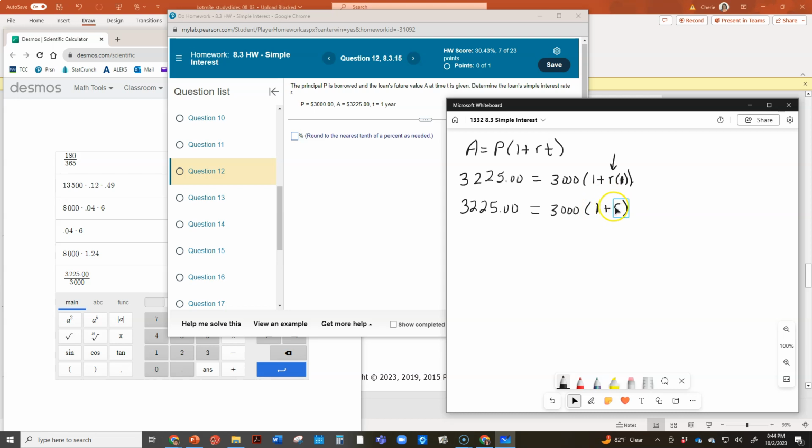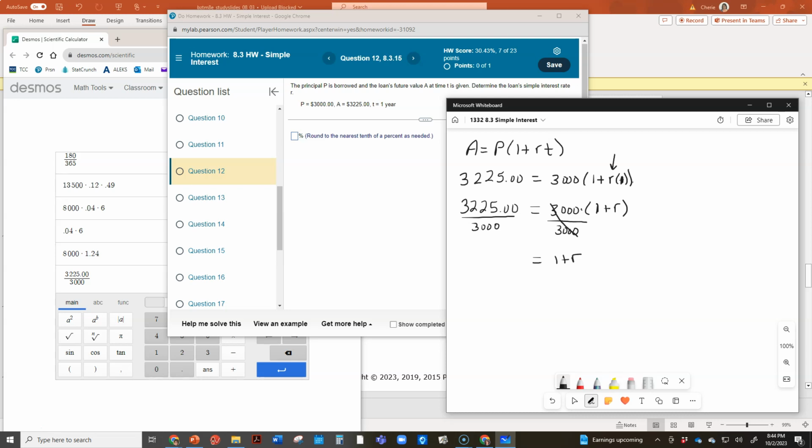I can't get to the R because it's inside the parentheses until I make this 3,000 go away. Remember, that says 3,000 times the parentheses. Well, how do I undo times? What's the operation that undoes multiplication? Division. So I'm going to divide by 3,000. But if I divide the right side of the equal sign by 3,000, I've got to divide the left side by 3,000. And over here, those divide out, and it's going to leave me 1 plus R.